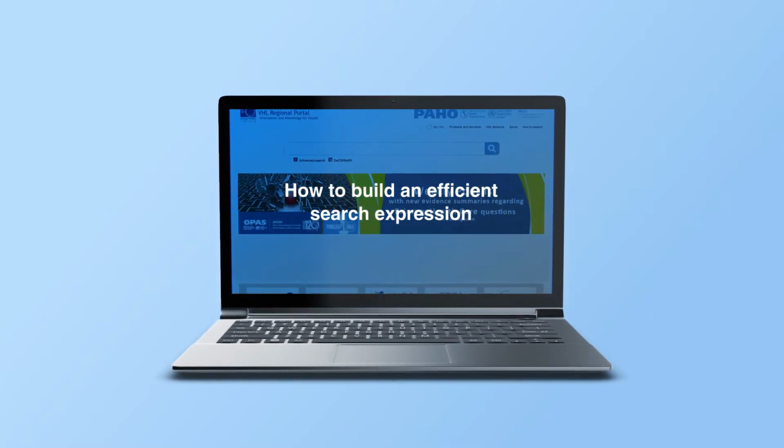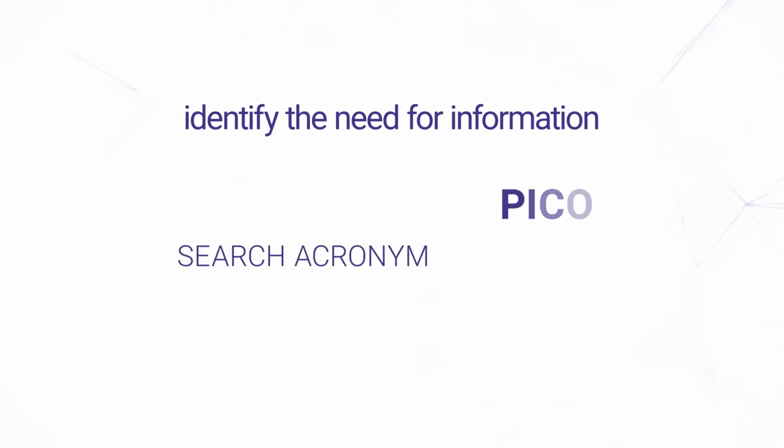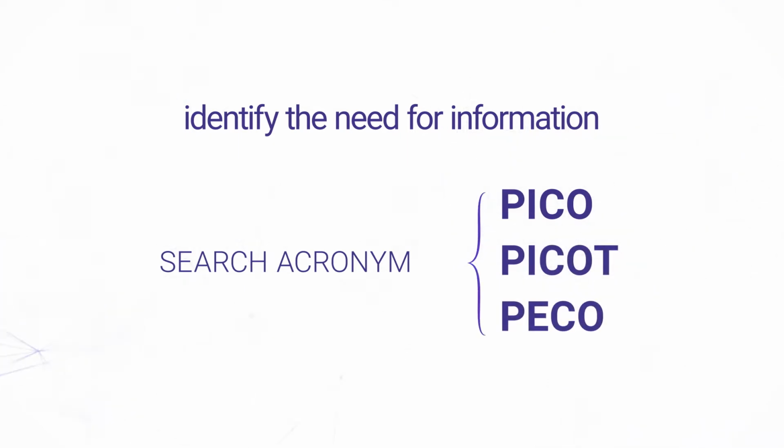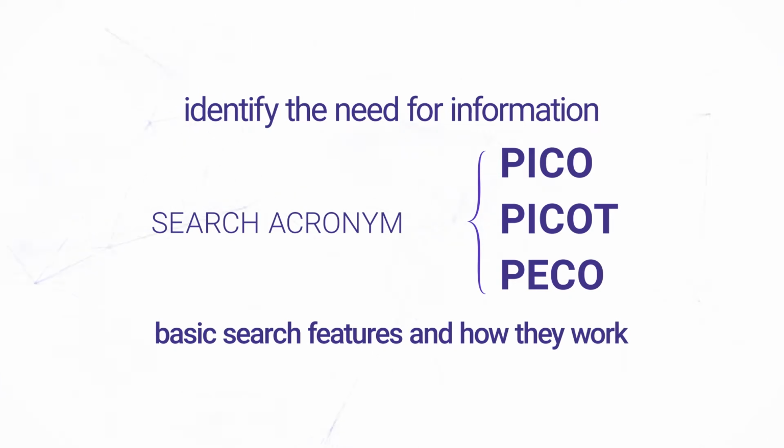How to build an efficient search expression. Now that we know the main sources of information, let's see an efficient way to retrieve it. The first step is to identify the need for information and the acronym that best helps to organize the terms that will be part of the search: PICO, PICOT, PACO, among others. You also need to know the basic search features and how they work.